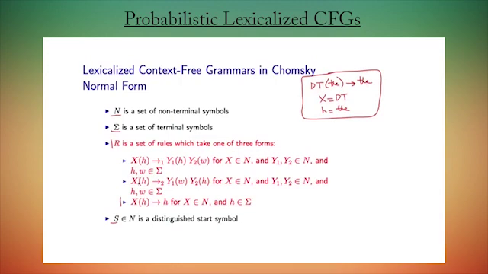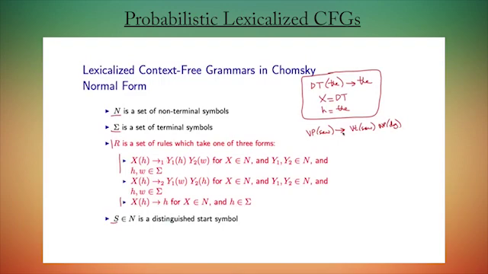Now let's look at these two remaining cases. Let's look at this one first. This says I can take any three non-terminals, x, y1, y2, and any two words, h and w, and I can have a lexicalized rule where x_h rewrites as y1_h, y2_w. Let me give you an example of such a rule. We could, for example, have VP soar goes to VT soar, NP dog.